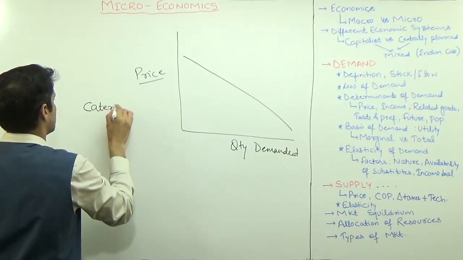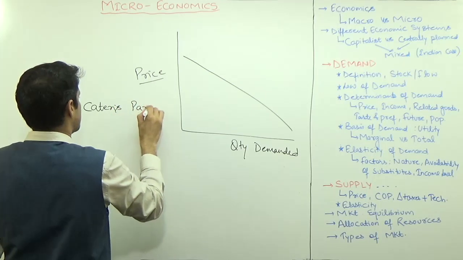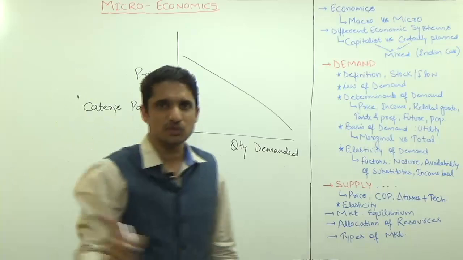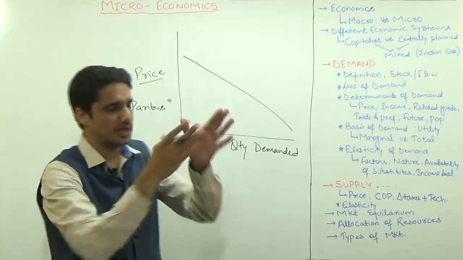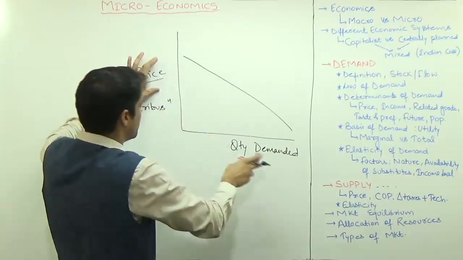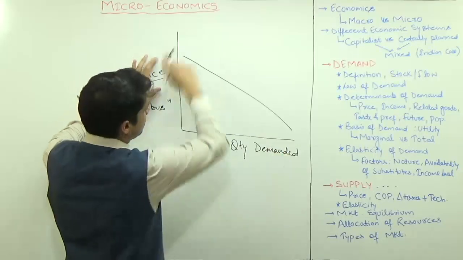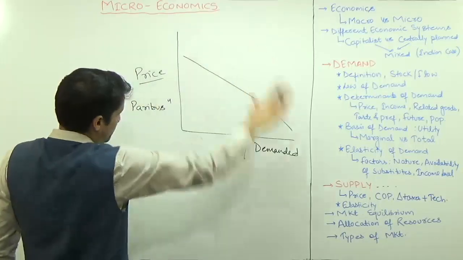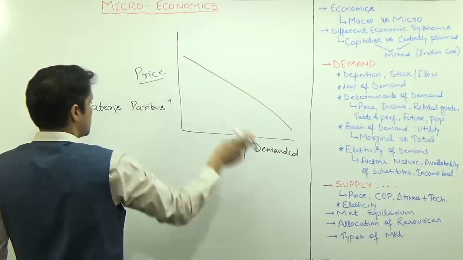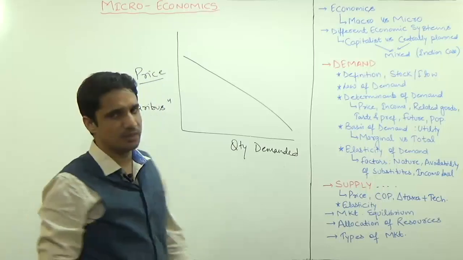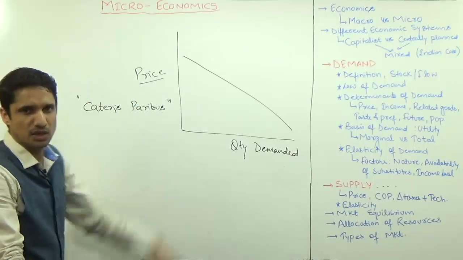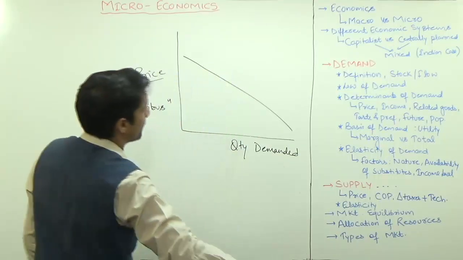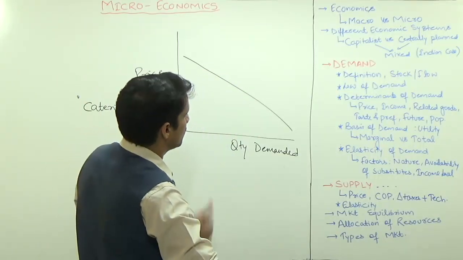Ceteris paribus. Ceteris paribus means other things being constant. You don't have to think about supply and all these things. You only have to give me the relationship between price and quantity demanded. All other things being constant, the relationship between price and quantity demanded is inversely proportional. When the price increases, the quantity demanded decreases. So this is what the law of demand is.